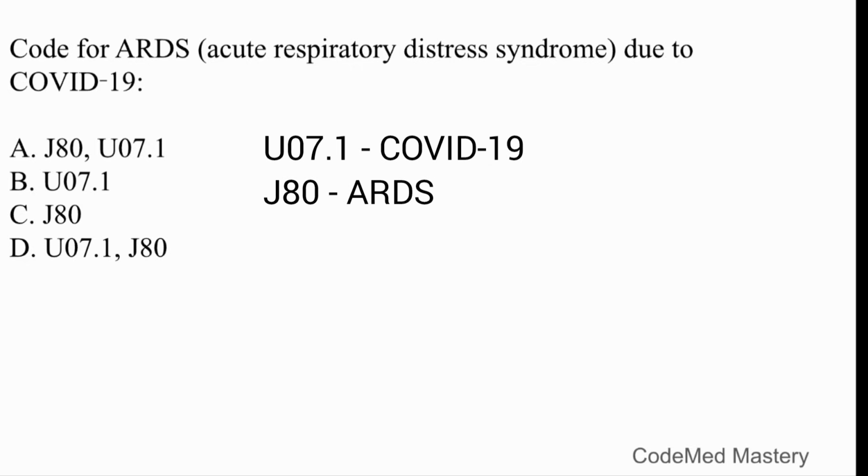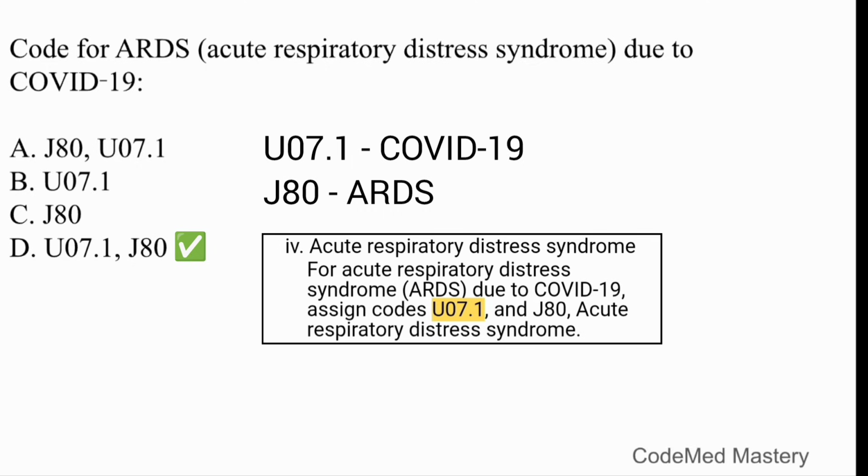The right answer will be option D, U07.1 followed by J80, because U07.1, that is COVID-19 code, must be used when COVID is the cause of another condition. So, in this case, U07.1 should be sequenced first because COVID is the cause of another condition, that is ARDS. This guideline is present in your ICD manual under COVID-19 infection. You can see they have given acute respiratory distress syndrome. For acute respiratory distress syndrome due to COVID-19, assign codes U07.1 and J80. Okay? Highlight this.